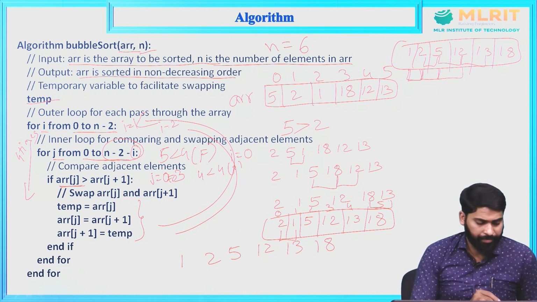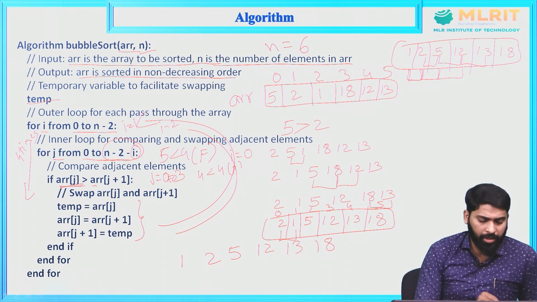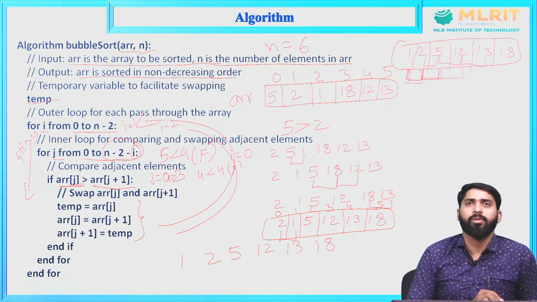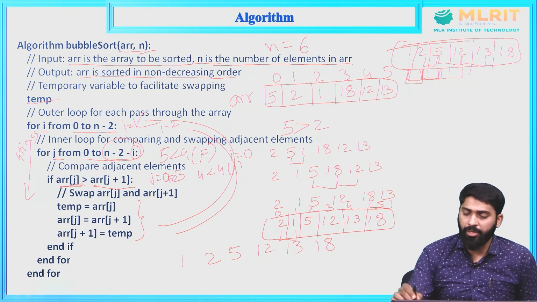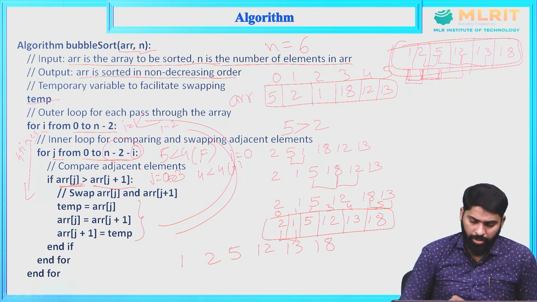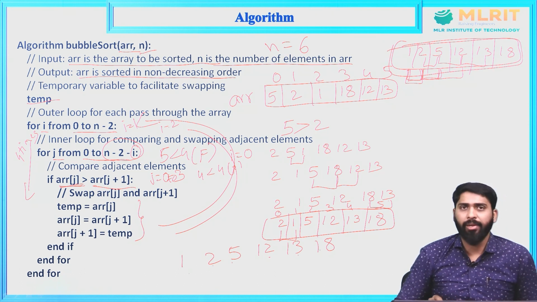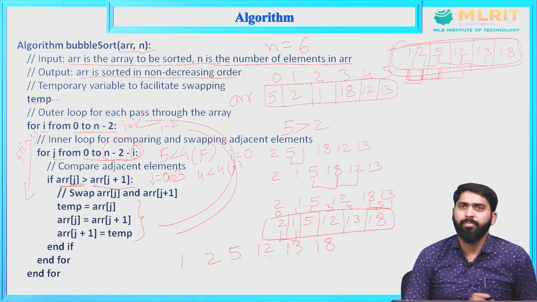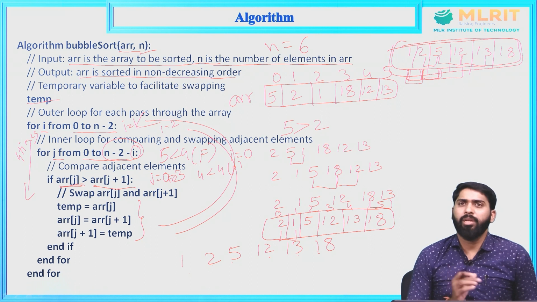Again you compare arr of j greater than arr of j plus 1, false. Next 2 greater than 5, false. Now again in the last iteration we compare only 1 and 2. So this is the resultant array: 1, 2, 5, 12, 13, 18. Okay. So this is the algorithm, a simple algorithm. In bubble sort we compare only adjacent elements.